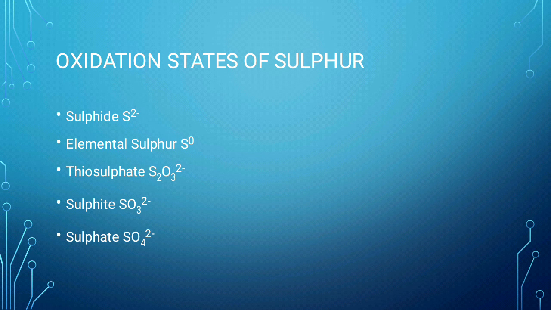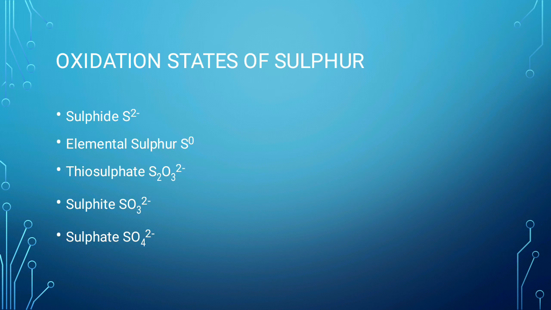Now there are different oxidation states of sulfur as an element, and all of these are very stable in the environment. Some of the common oxidation states of sulfur are sulfide, which has an oxidation number of -2 and the formula S2-. Then we have elemental sulfur, which has an oxidation number of 0 and is denoted as S0. Thiosulfate, that is S2O3 2-, has an oxidation number of +2.